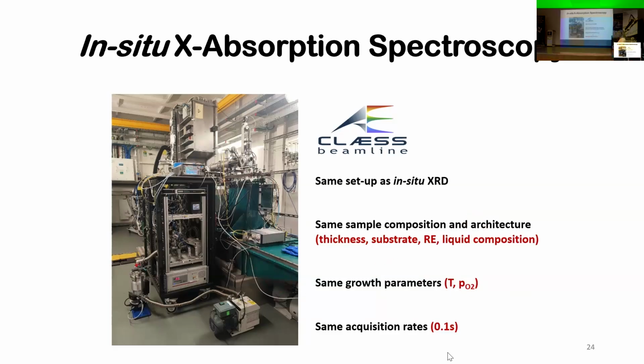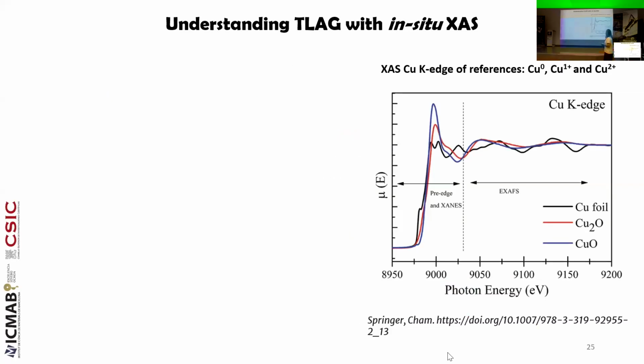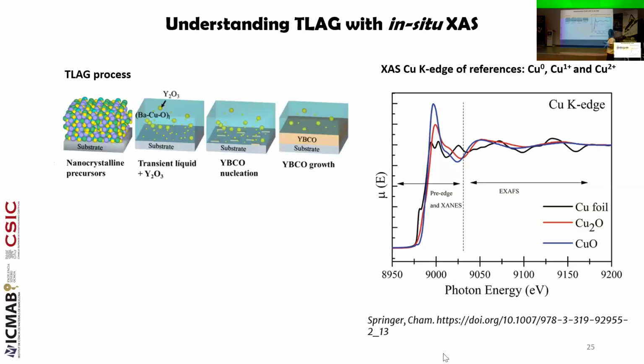We use the same growth parameters, temperature and oxygen pressure. And also, finally, I will show you we were able to use the same acquisition rates of 0.1 second per point. So first, I would like to introduce that we were focusing on the copper K edge, which is found around 9,000 electron volts, because it has very nice spectral differences between copper 2+, copper 1+, and copper 0. So we can follow very well the transformation of the phases during TLAG.